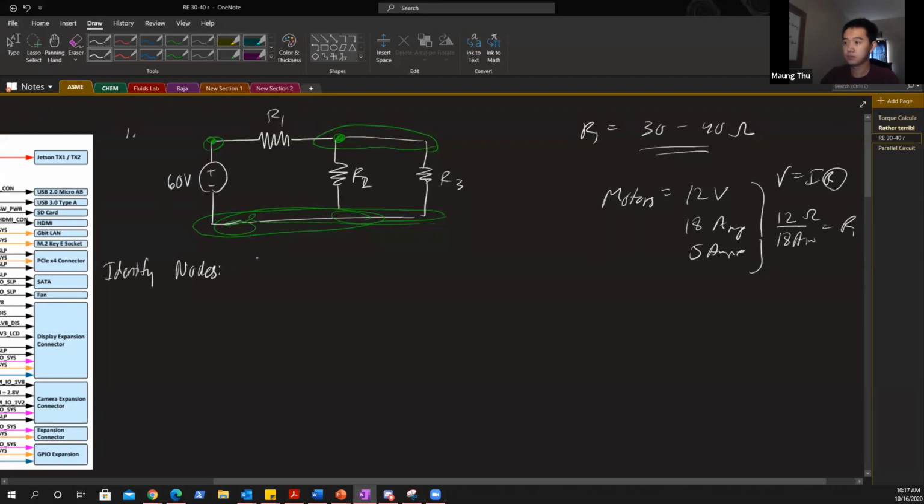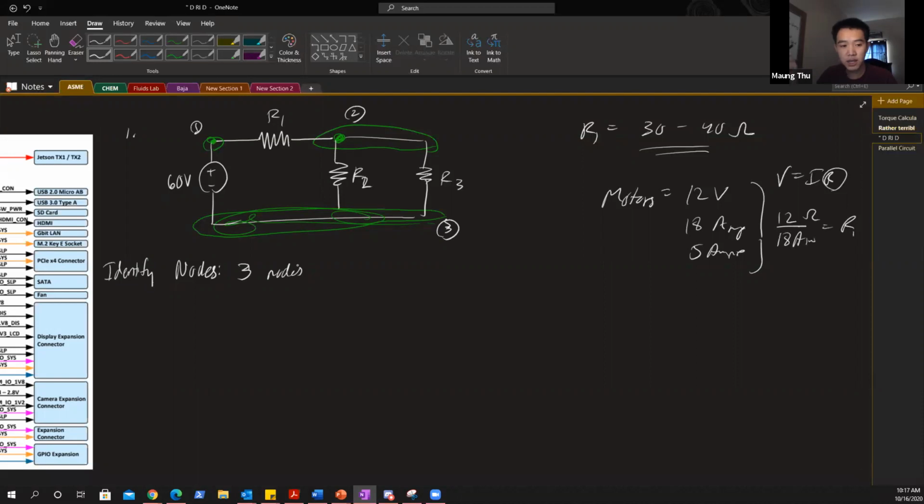Okay, and there's 3 of them. 1, 2, 3 nodes. Now we're going to next assign direction of current and loops.